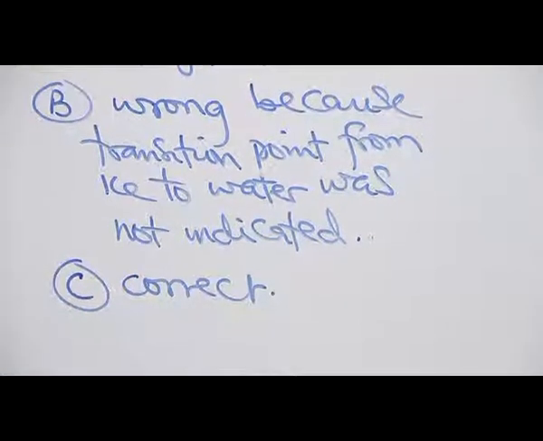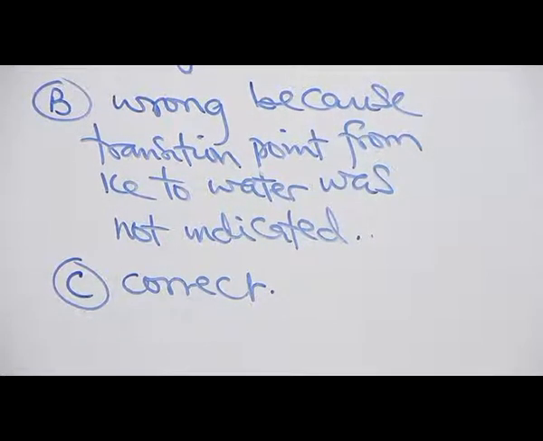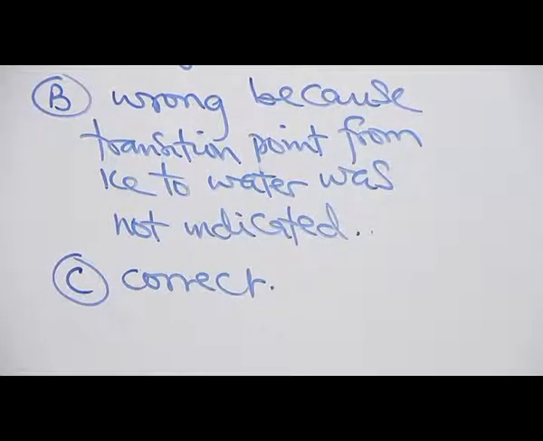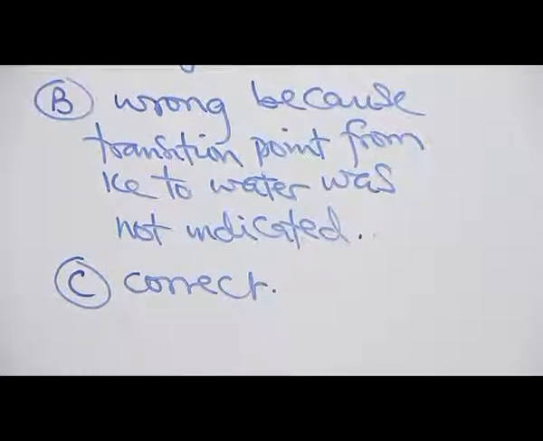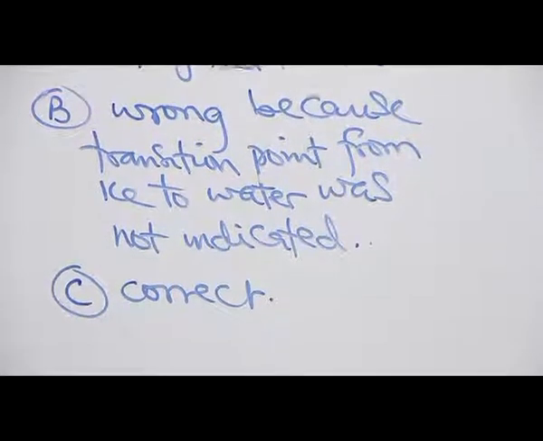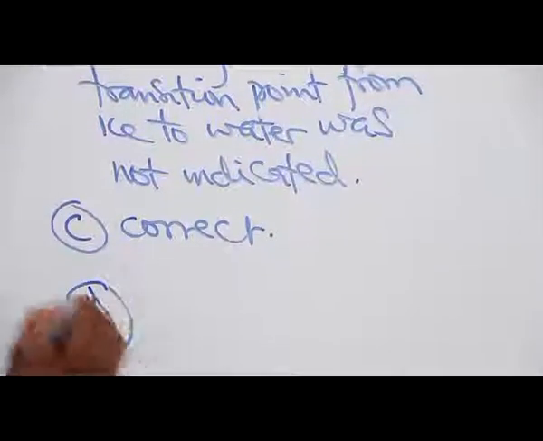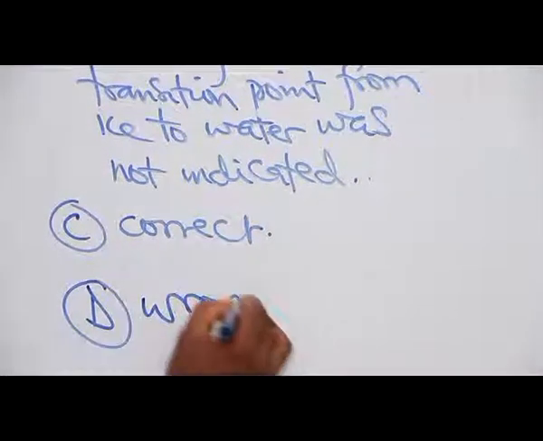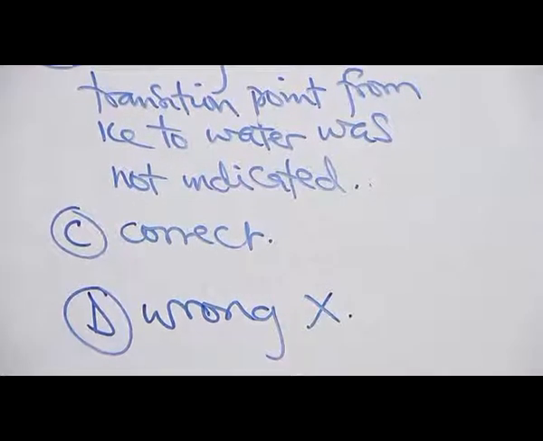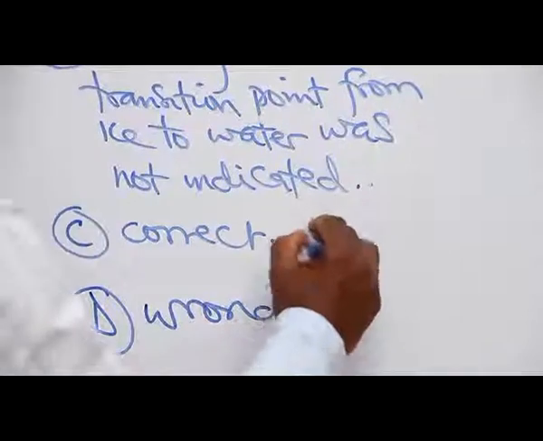Let's look at D and see the problem with D. Graph D started with a temperature below 0, that's correct. But the temperature increased non-stop without any transition temperature from one state of matter to another beyond 0 degrees Celsius. So option D is wrong. So by this, the correct option for example 3 is C.